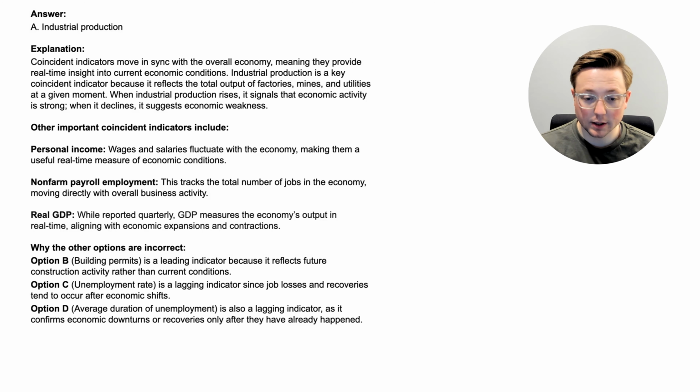Option B was building permits. And, again, all of these we've talked about in the previous questions, so hopefully you remember these. Building permits is a leading indicator because it reflects future construction activity rather than current conditions. Option C, unemployment rate, is a lagging indicator since job losses and recoveries tend to occur after economic shifts. And then option D, average duration of unemployment, is also a lagging indicator as it confirms economic downturns or recoveries only after they have already happened. So unemployment rate, average duration of unemployment, those are lagging indicators, and then the building permits was a leading indicator.